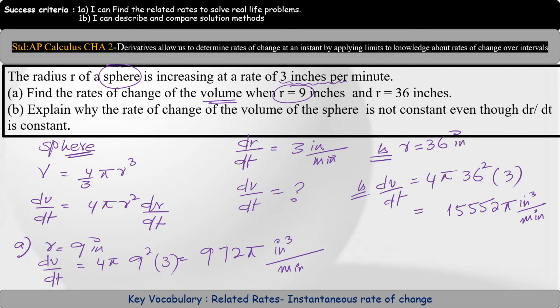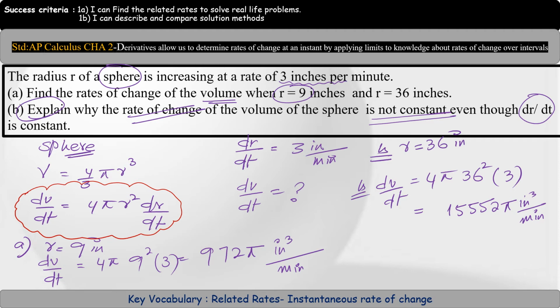Now read carefully what is the third thing they are asking you. Explain why the rate of change of volume of the sphere is not constant even though dr by dt is constant. In order to give the complete answer, you must focus on the equation where rate of change of volume is given. So how will you write the conclusion and explain the reason? You have to say that the rate of change of volume depends on the radius and the rate of change of radius. Although the rate of change of radius stays constant, by changing the radius, the rate of change of volume changes.